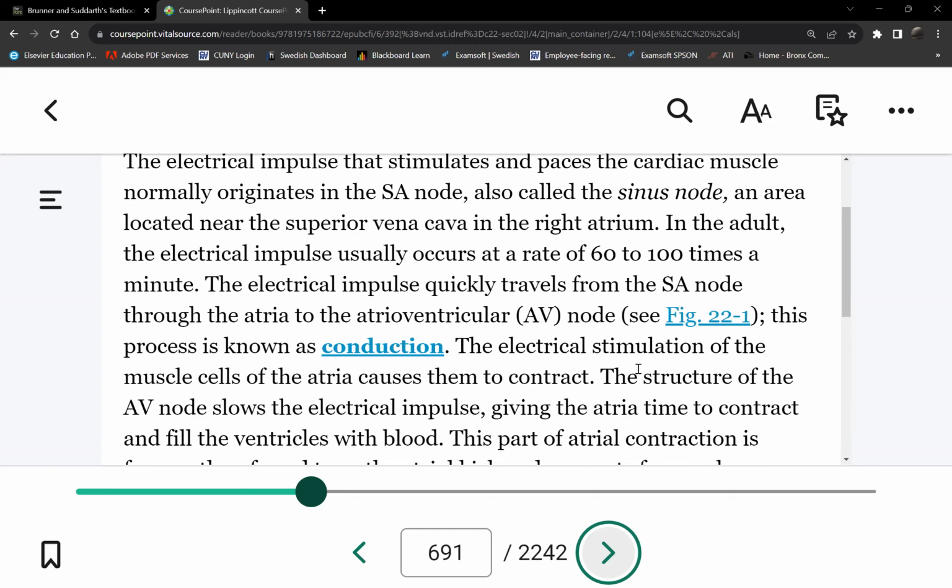The secondary pacemaker is the AV node. This is also known as the gatekeeper. I'll explain that term later when we get to the illustration. The AV node, being a secondary pacemaker, is also capable of firing electrical impulses. However, it can only fire between 40 and 60 impulses per minute. So yes, it can sustain life somehow, but not the same as the SA node.